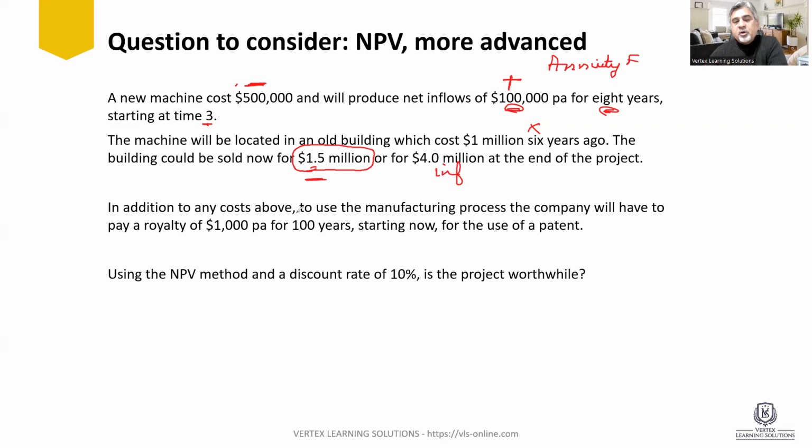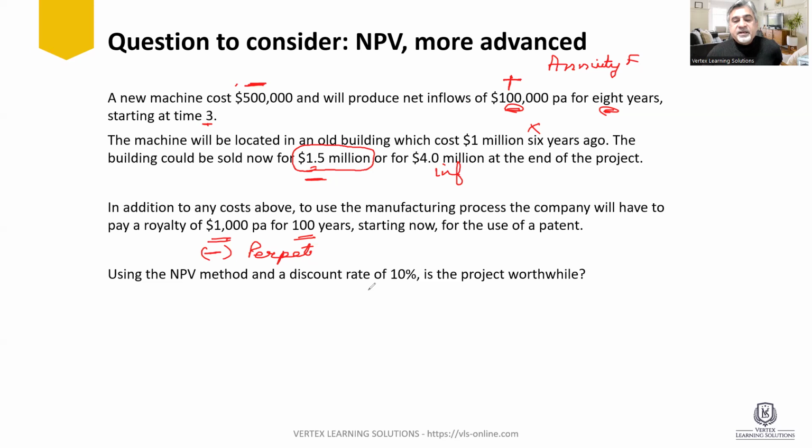In addition to any cost above, to use the manufacturing process, the company will have to pay a royalty of $1,000 per annum for 100 years. Now, this is a perpetuity. So in this one question, we are using everything. This is a perpetuity, and this is a cash outflow. We have to pay $1,000. We'll find out the $1,000 perpetuity, starting now, for the use of a patent.